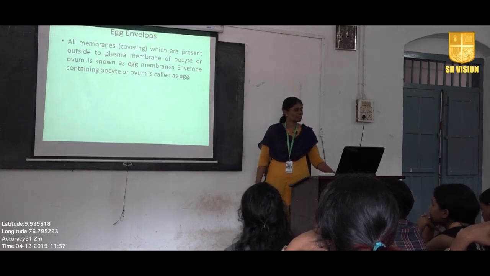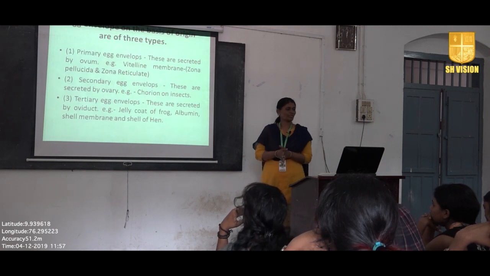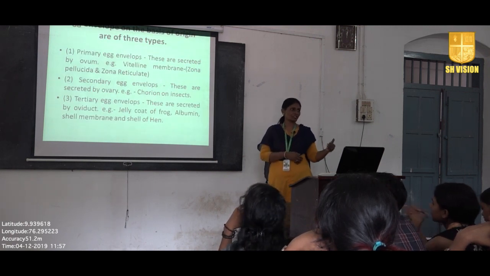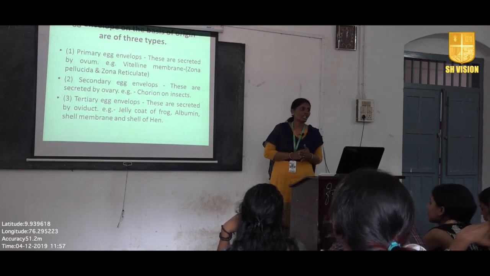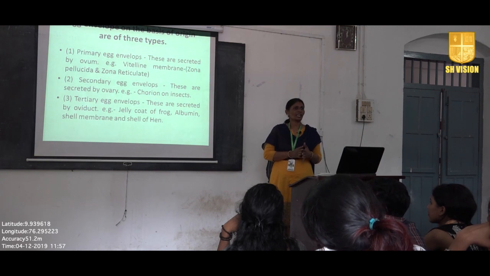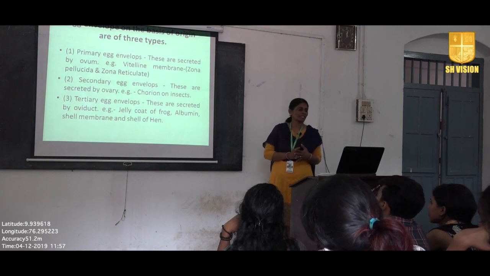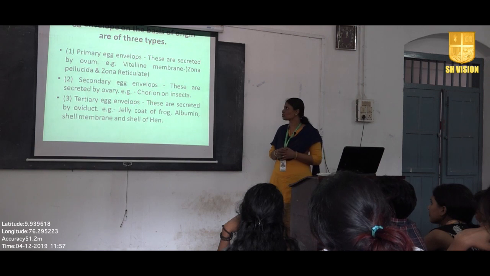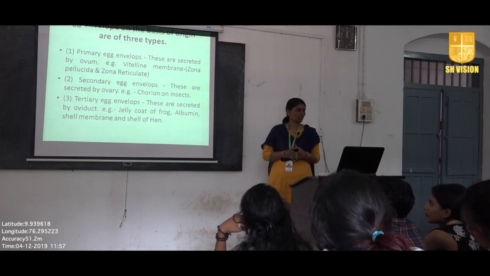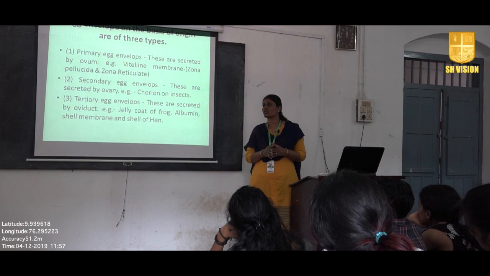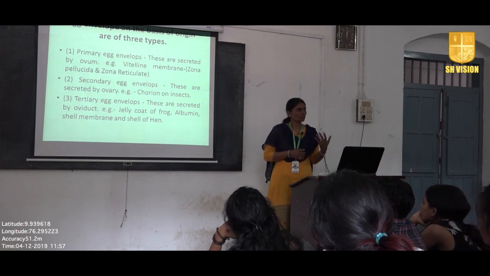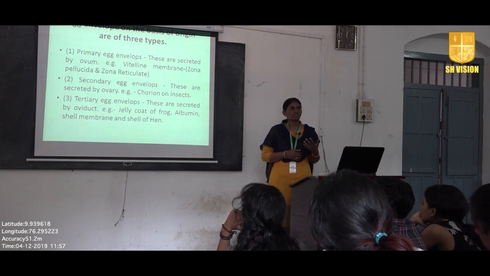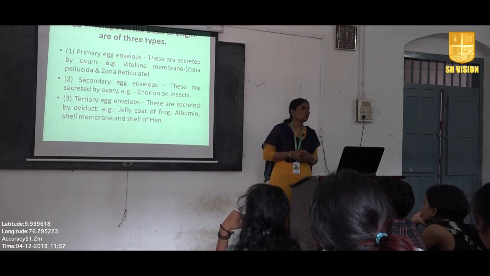And these egg envelopes can be divided into three: the primary egg envelopes, the secondary ones, and the tertiary egg envelopes. Egg envelopes are also known as egg membranes, and the primary one is the zona pellucida, or in certain cases it is known as zona reticulata. The first one, the zona pellucida, is secreted by the ovum itself. The ovum itself secretes that layer.